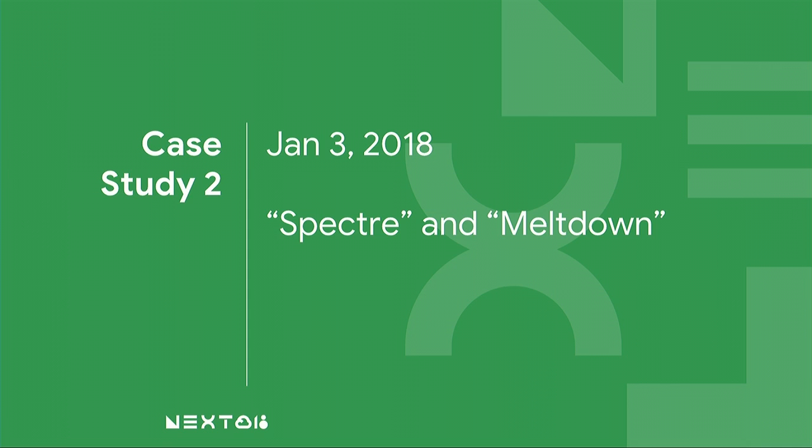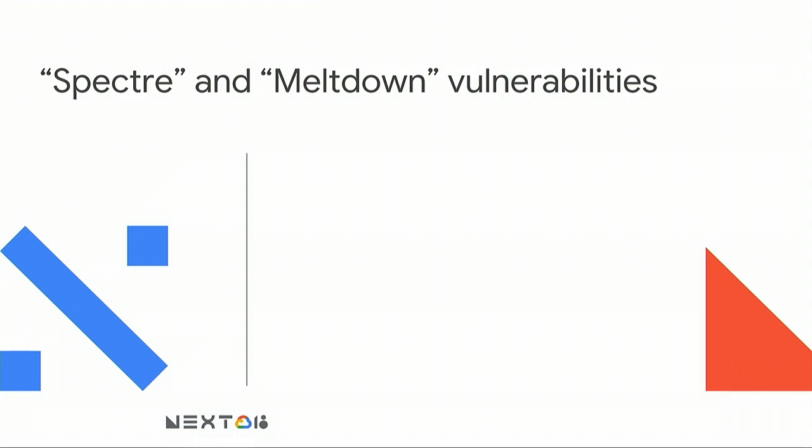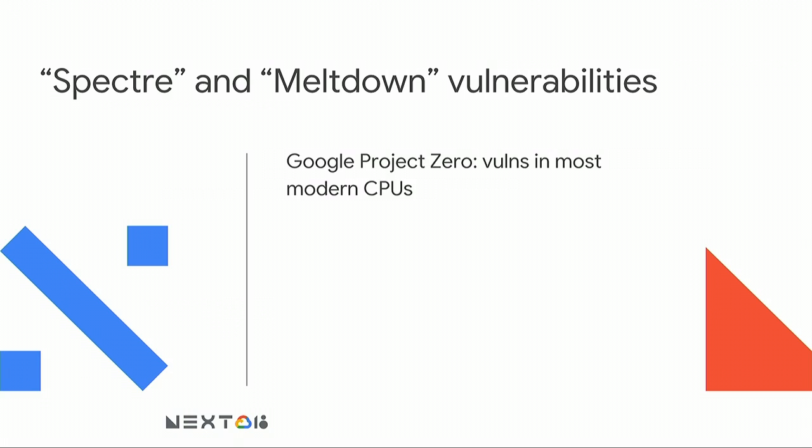The second case study I wanted to talk about briefly is the Spectre and Meltdown vulnerabilities, from early January this year. These were very interesting vulnerabilities. Probably most of the people in this room have heard about them. If you haven't, they were discovered by Google Project Zero. They were vulnerabilities in most modern CPUs, caused by the speculative execution feature.